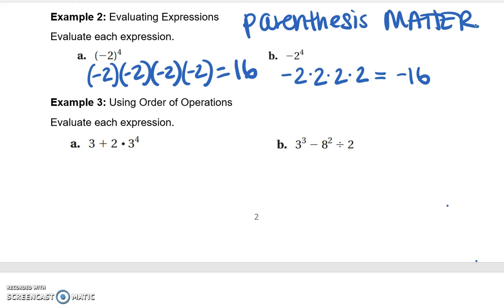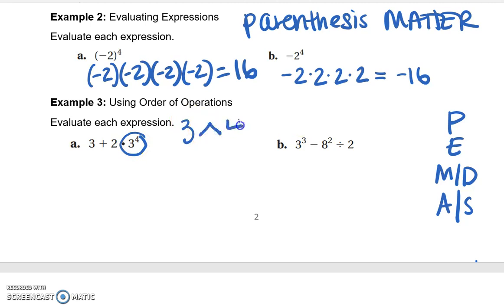Now, our last example is using order of operations. And remember, our order of operations are parentheses, exponents, multiply and divide in the order that it appears, and add and subtract in the order that it appears. Okay, so in letter A, I don't see any parentheses, so I'm going to go straight to the exponents, and you're going to evaluate this in your calculator. Now, we've not raised anything to the 4th power yet, so all you have to do is hit 3 caret 4. So 3 caret 4 will give you 3 to the 4th power, and 3 to the 4th power is 81. So I have 3 plus 2 times 81.